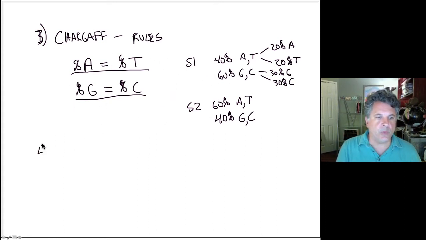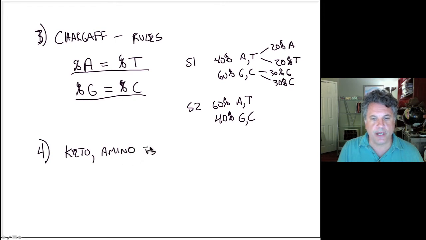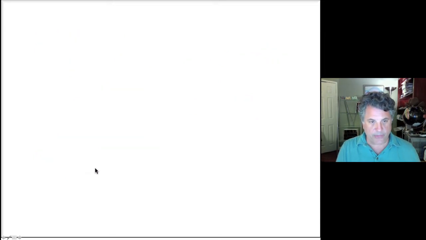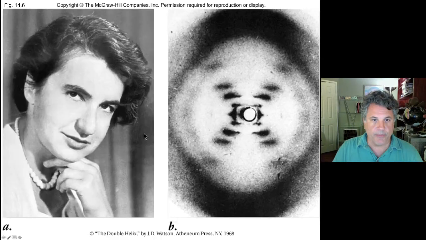And once they found out, from a casual conversation with another biochemist, that the forms of the nitrogenous bases in DNA were in the keto arrangement and the amino arrangement, versus what had previously been published, the enol arrangement and the amide forms of the nitrogenous bases, once they found out that this was the actual correct type of arrangement of atoms in the nitrogenous bases, they really had everything they needed to solve the puzzle of DNA structure. And the model that they built is now the famous double helix model that turned out to be correct.